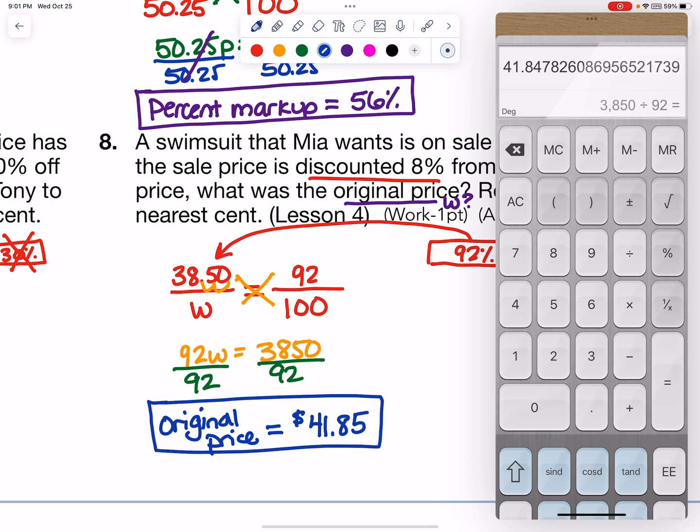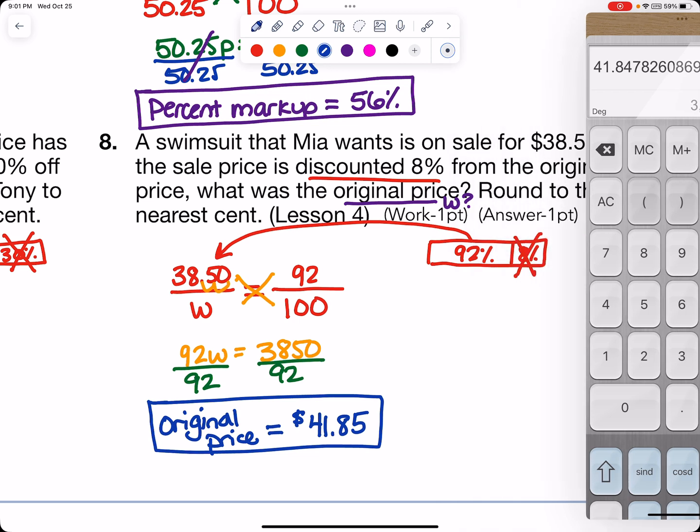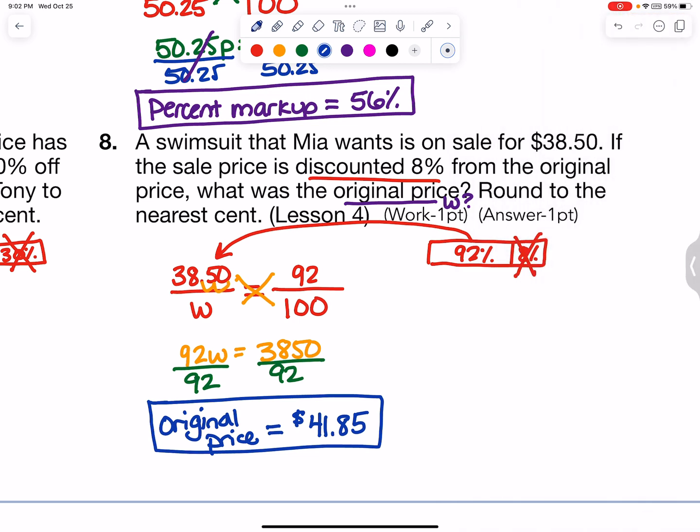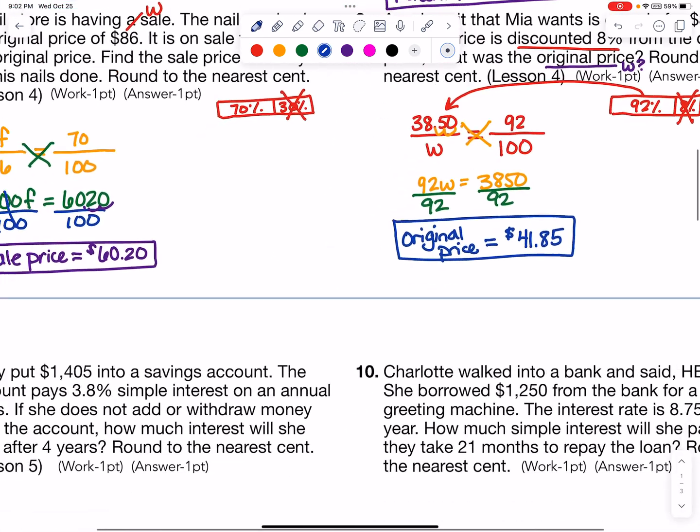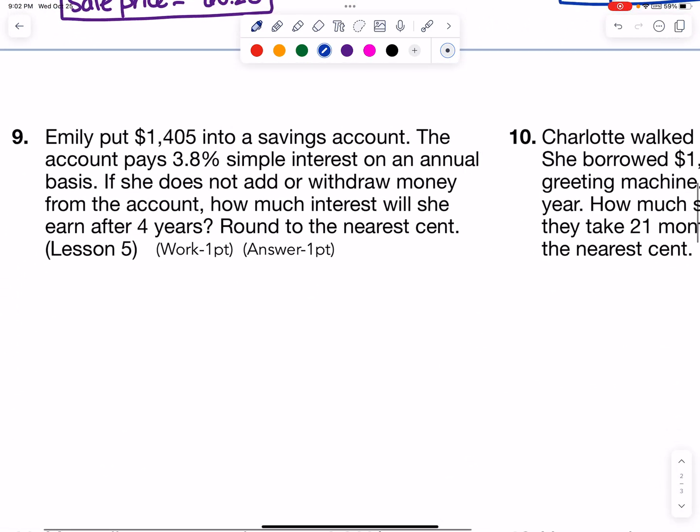So there we go. Okay, and that makes sense because 8% isn't really a lot, so them only taking off 8% brought it down to $38.50, so that makes sense. All right, on to number 9.